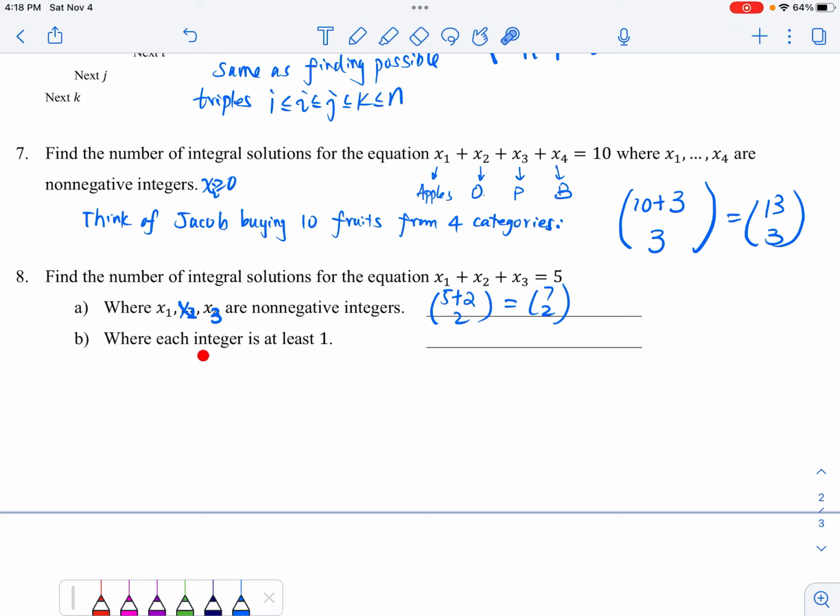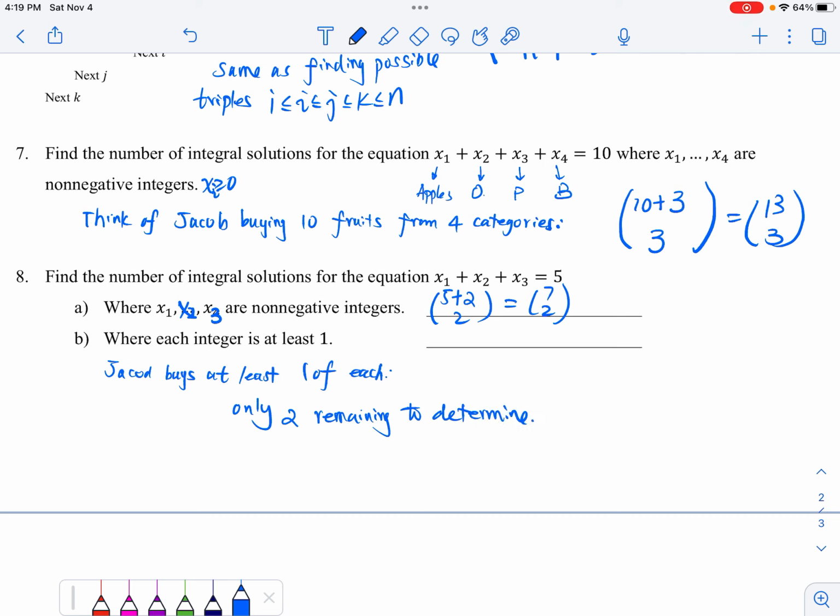And what if each integer is at least 1? So what is the number of integral solutions when x1, x2, x3 are at least 1 or higher? So this is the same as saying just think about Jacob buying at least 1 of each. So in other words, at least 1 of each means 3 fruit items are automatically determined. So only 2 remaining to determine, right?